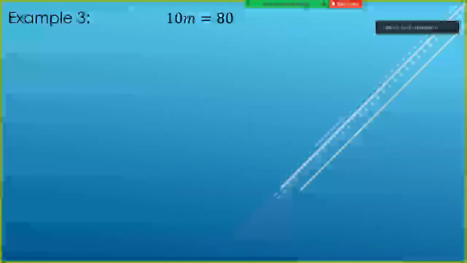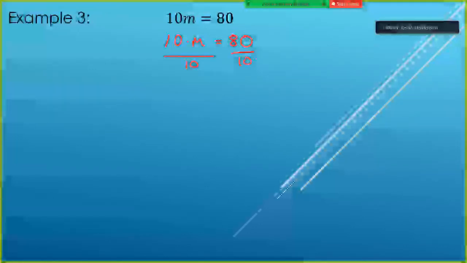Here's example 3. 10m equals 80. Now remember from last week, if you have a coefficient like 10 right next to a variable like m, well, that means multiplied. So what's happening here is 10 is being multiplied to m, and that equals 80. So what's the opposite of multiplying by 10? Dividing by 10.